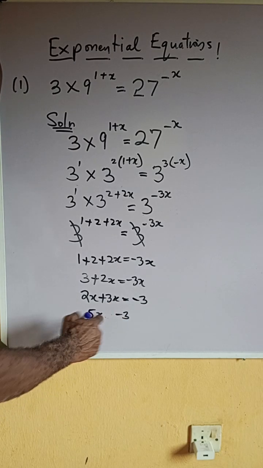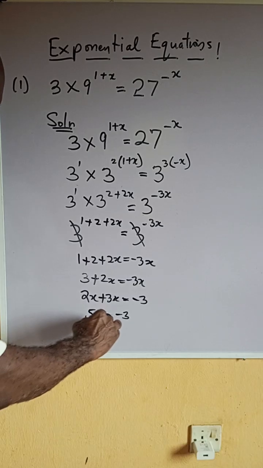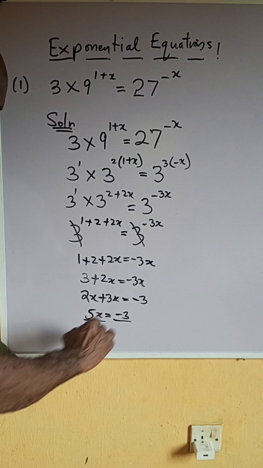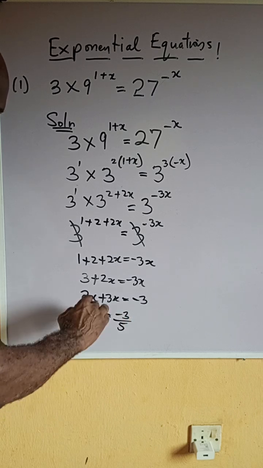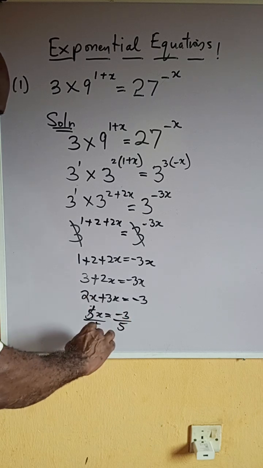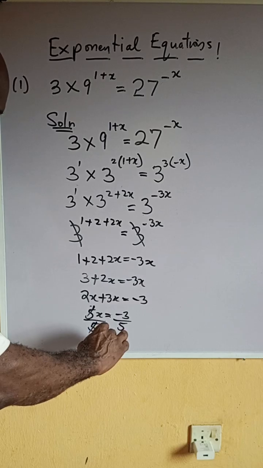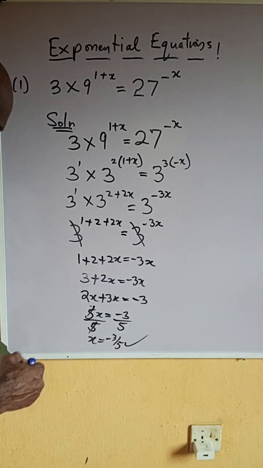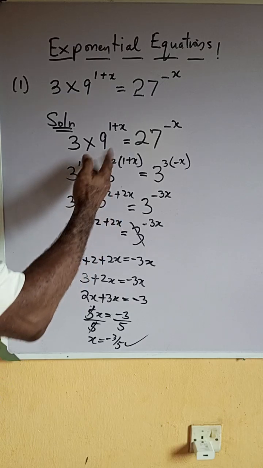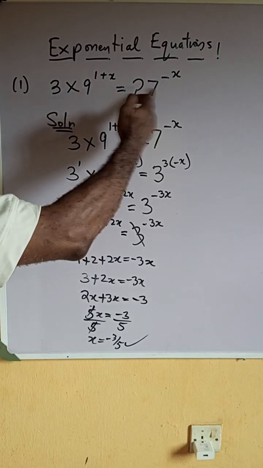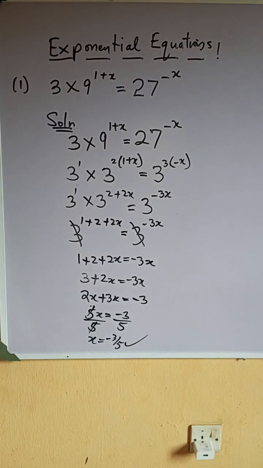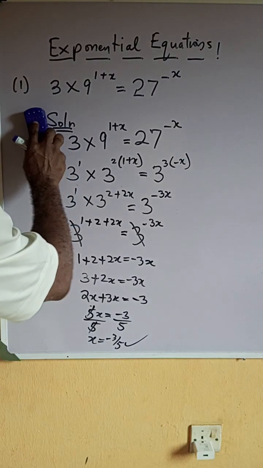Since we are looking for the value of x, we shall divide both sides by the coefficient of x, which is 5, so that, okay, 5 goes with 5. We have that x is equal to minus 3 all over 5. And this is the solution to this first exponential equation. Let us look at the second exponential equation.